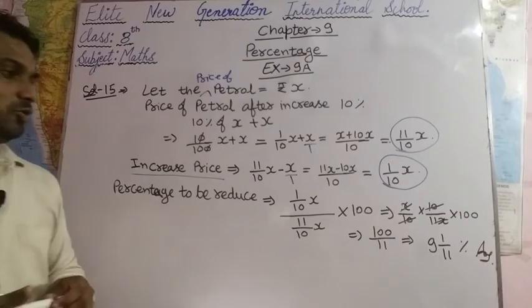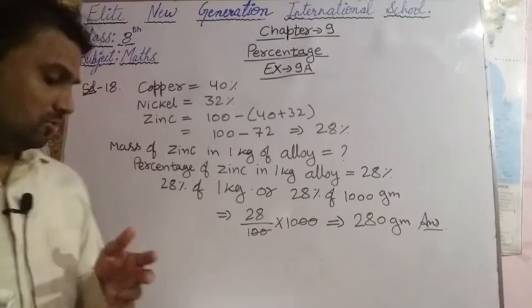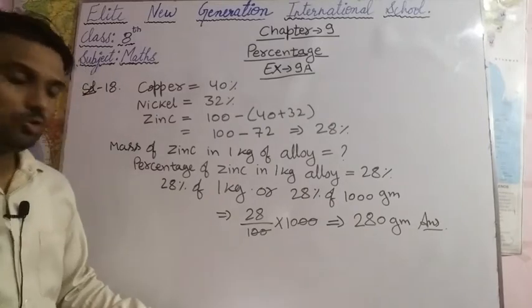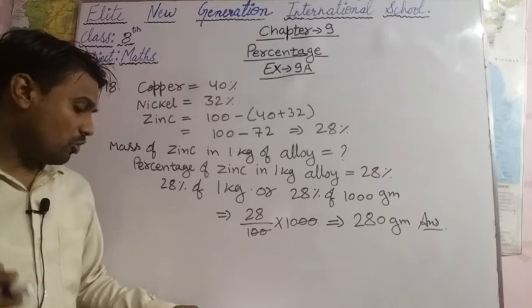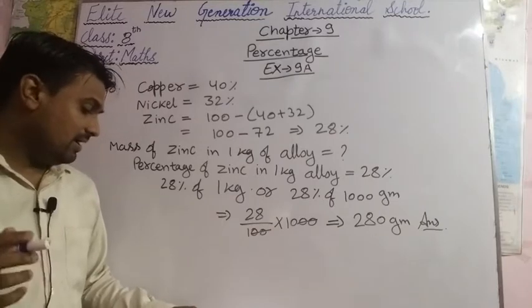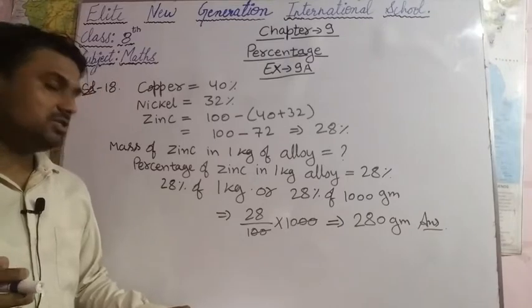So in this way you can do this question. Now after this, see the next question. After this, see question number 18. In question number 18, we have an alloy containing 40% copper, 32% nickel and the rest zinc. Find the mass of zinc in 1 kg of the alloy.